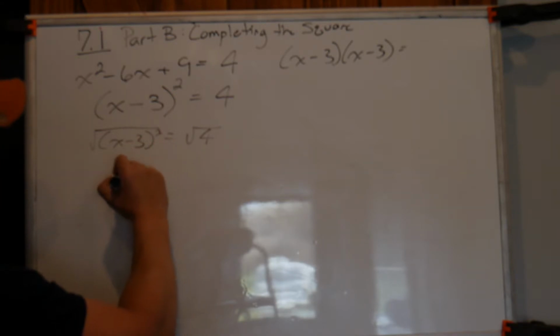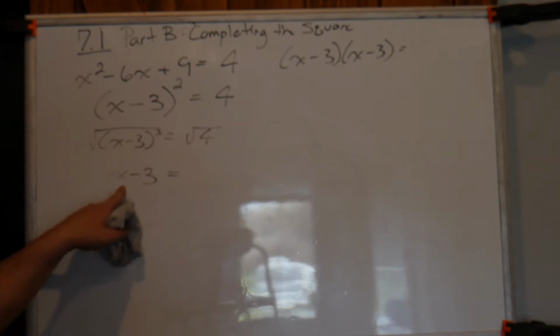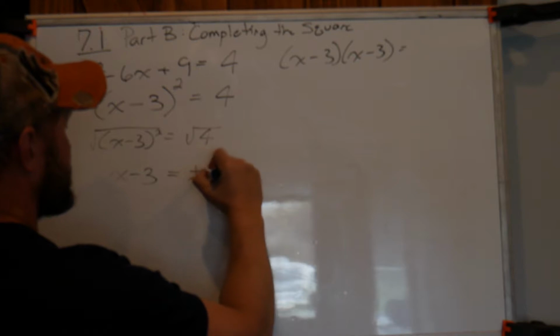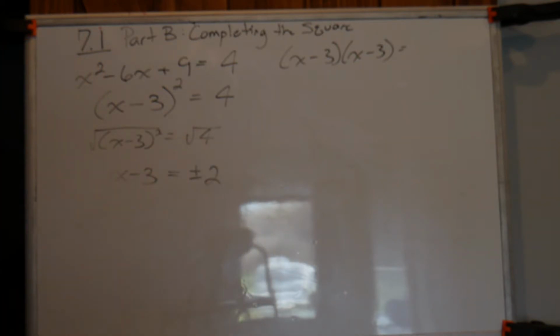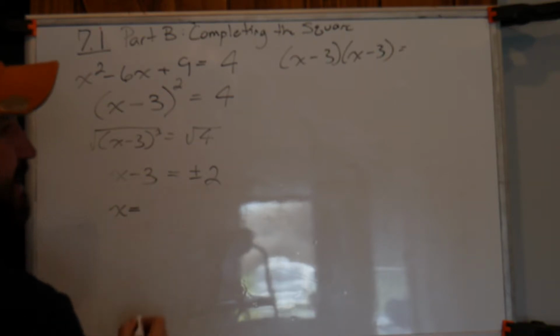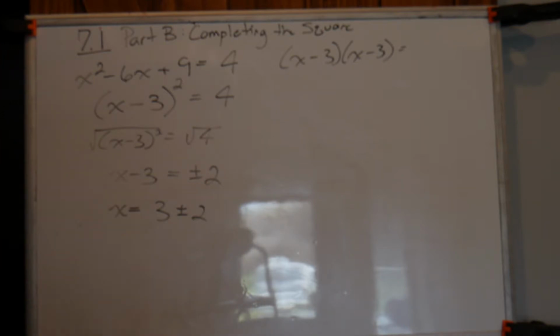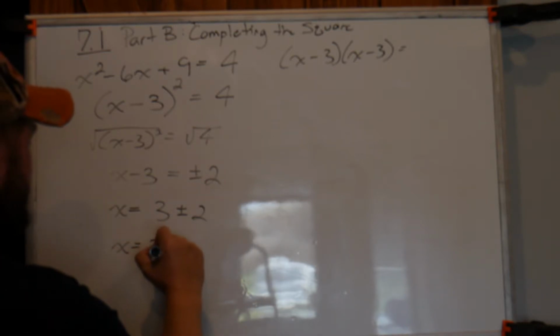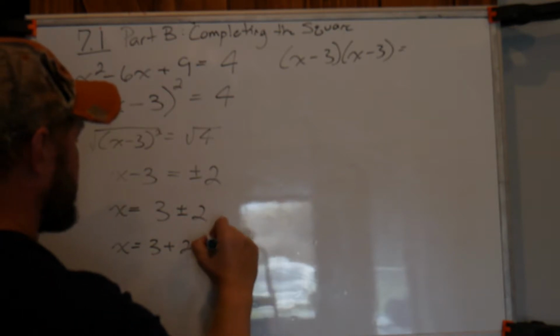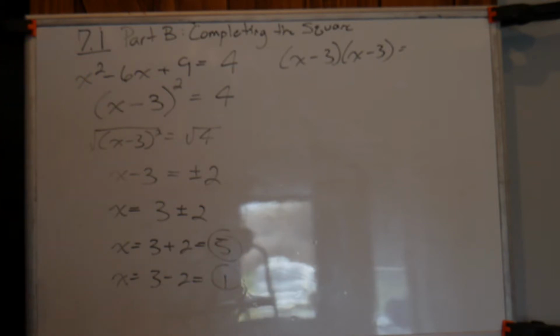So when I take the square root of a square, I'm left with the radicand, x minus 3. I have plus or minus 2 because the square root of 4 is a perfect square. Now I have x equals, I've got to move that 3. x equals 3 plus or minus 2. Well, that means I have x equals 3 plus 2 is 5. x equals 3 minus 2 is 1. There's my two answers. Let's do another one.